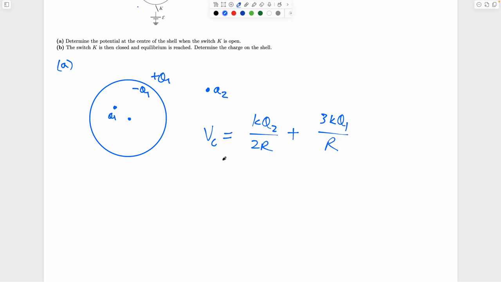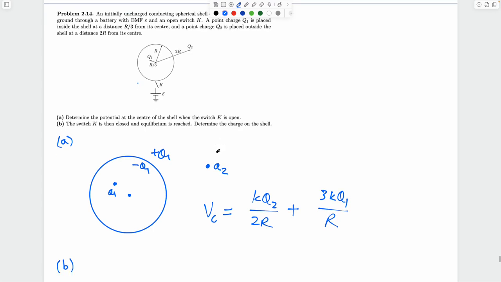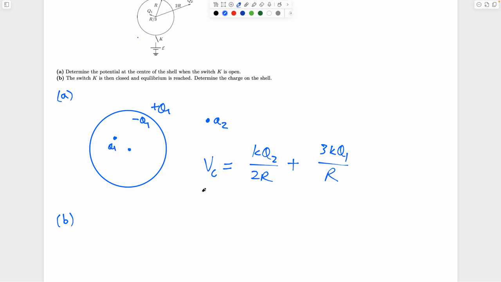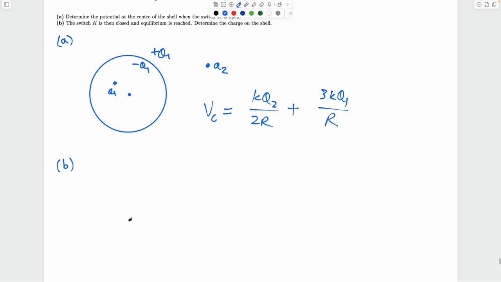For part B, when the switch is closed, then equilibrium is reached, determine the charge on the shell. Now there's an extra boundary condition, which is that the potential at the surface of the shell must be E. What we need to understand is that the shielding effect will happen again. But this time, let's call the charge Q shell.